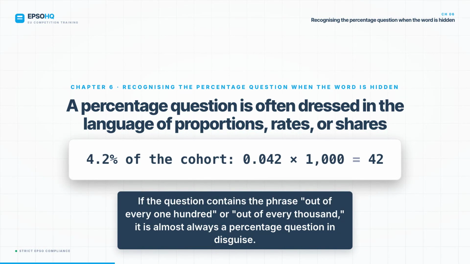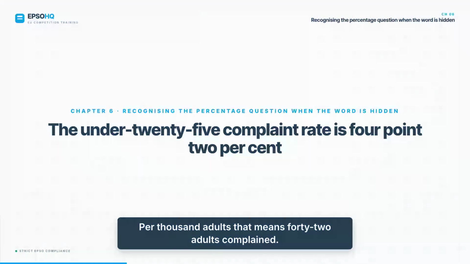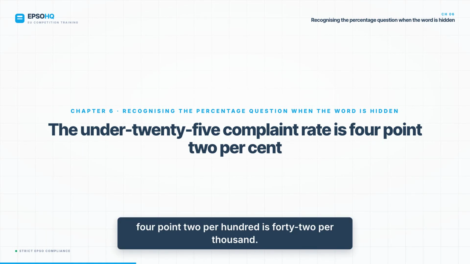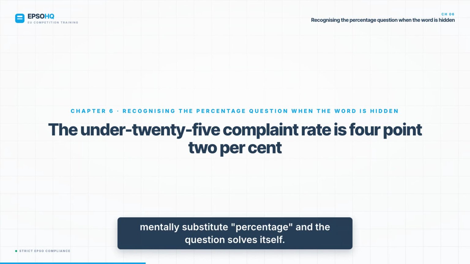If the question contains the phrase out of every 100 or out of every 1,000, it is almost always a percentage question in disguise. The under 25 complaint rate is 4.2%. Per 1,000 adults, that means 42 adults complained. Either compute by decimal, 0.042 times 1,000, or scale by 10. 4.2 per 100 is 42 per 1,000. Same number, 2 roots. The diagnostic is verbal, not numerical. When you spot any of those keywords, mentally substitute percentage, and the question solves itself.